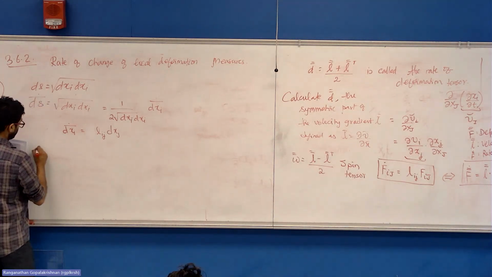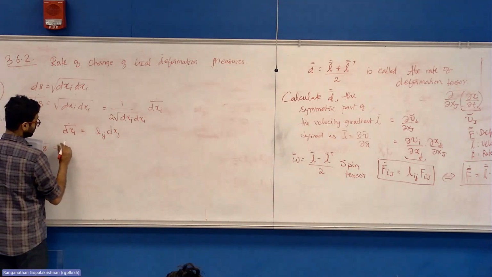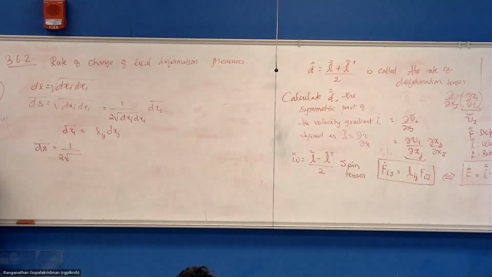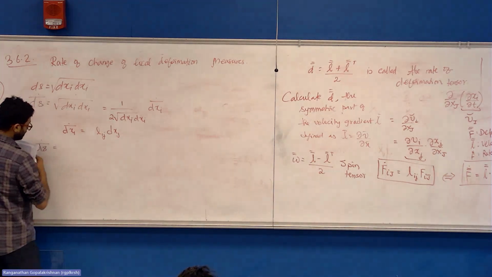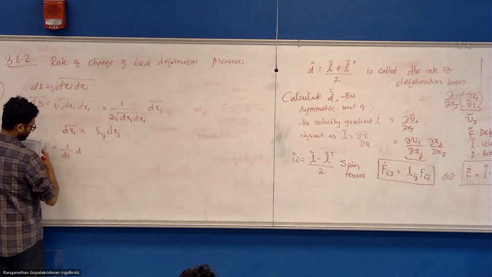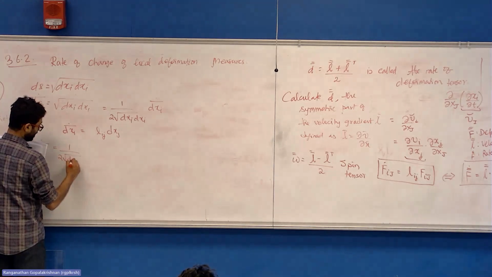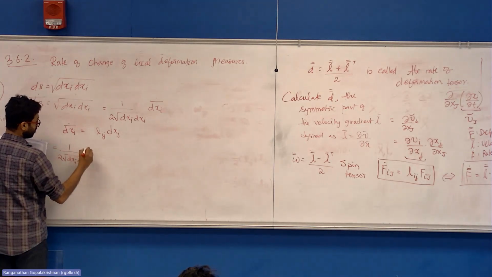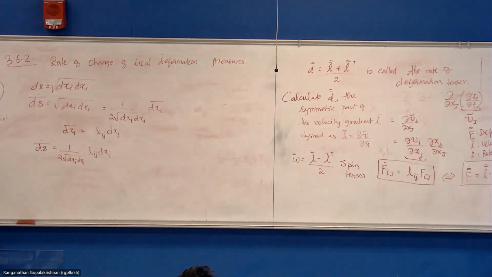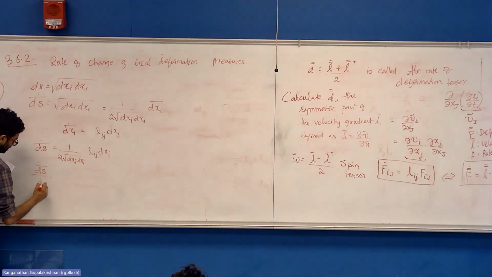Okay. So coming back to ds dot, that is 1 over 2 times square root of dxi dxi, multiplied by the derivative, with dxi multiplied by lij dxj. I'm going to do something which is divide both sides by ds.